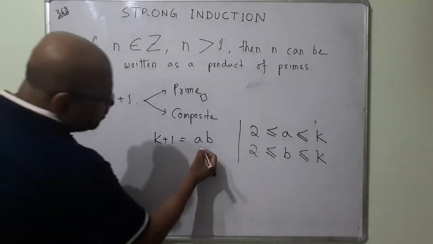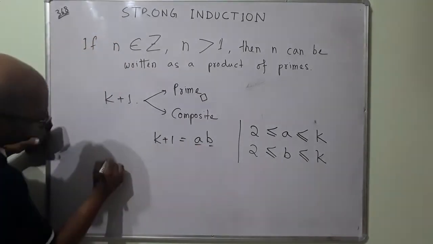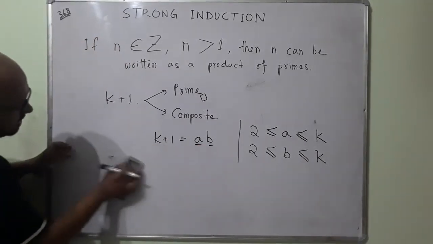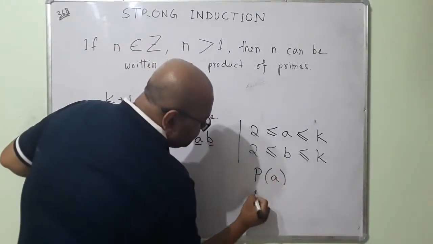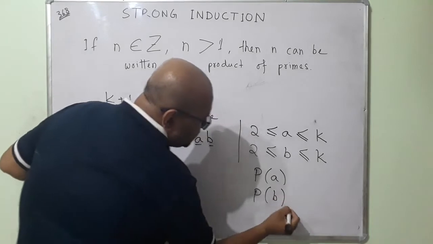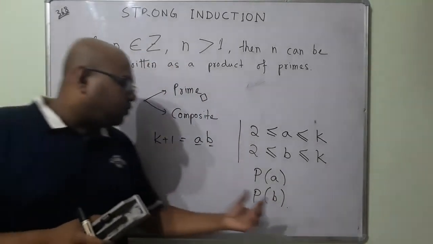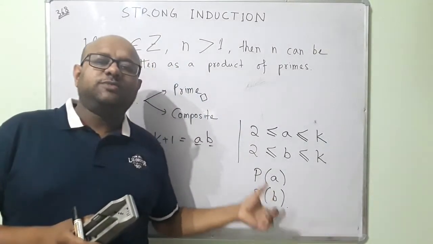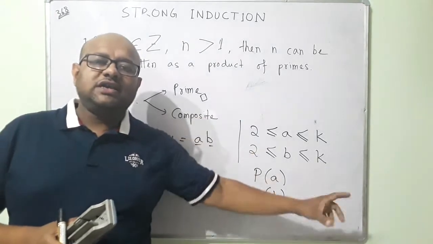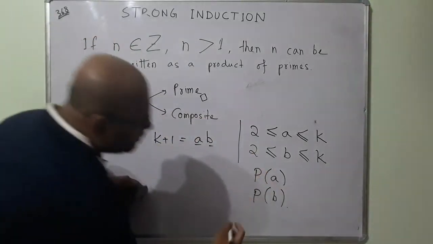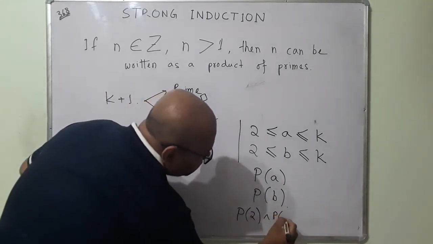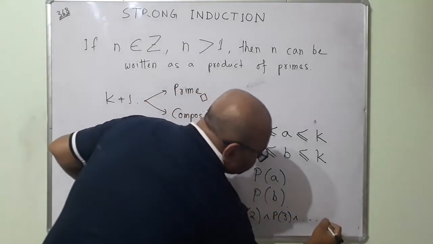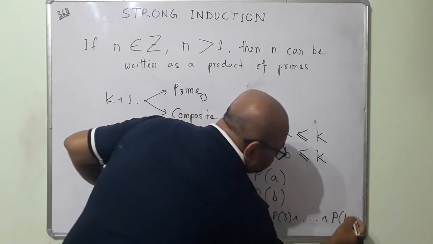Now what do I know about these two numbers? I know P of A and P of B, both of these are true. Why do we know this? We know this because this is what we assumed in our inductive hypothesis. In our inductive hypothesis, we assume that P of 2, P of 3 up to P of k is true.